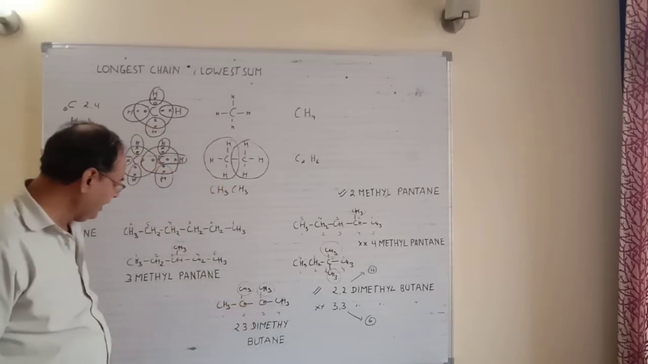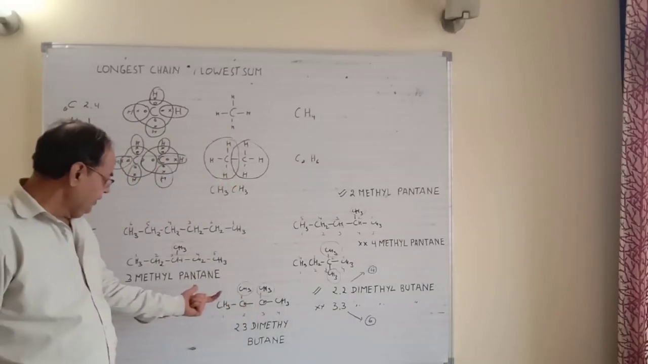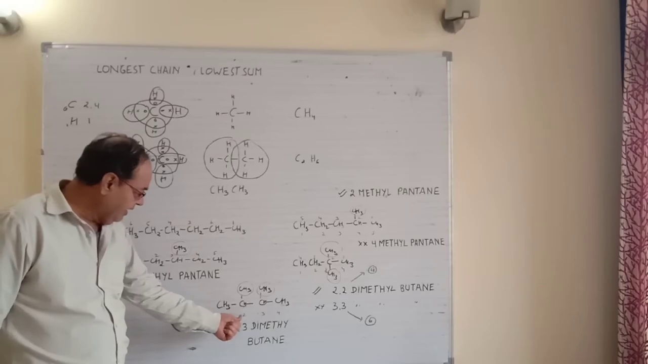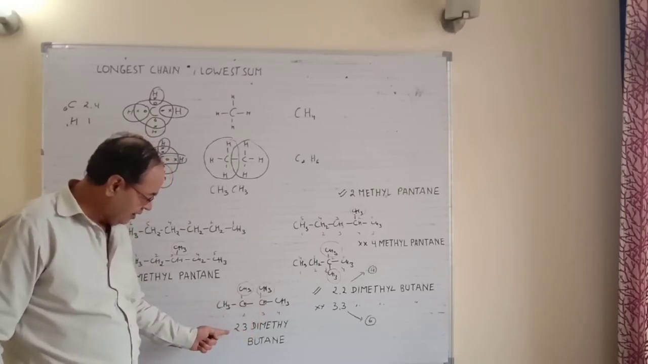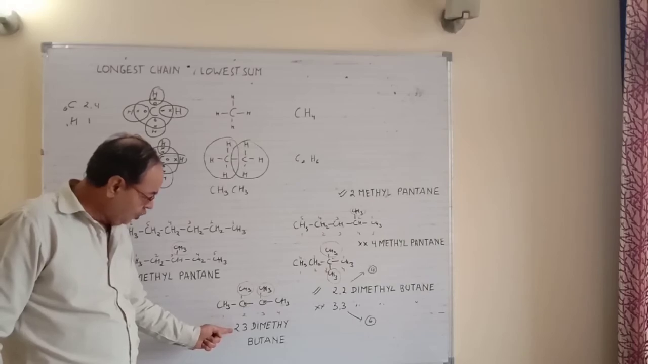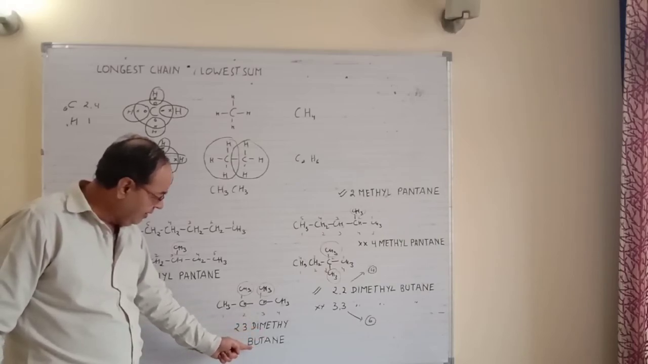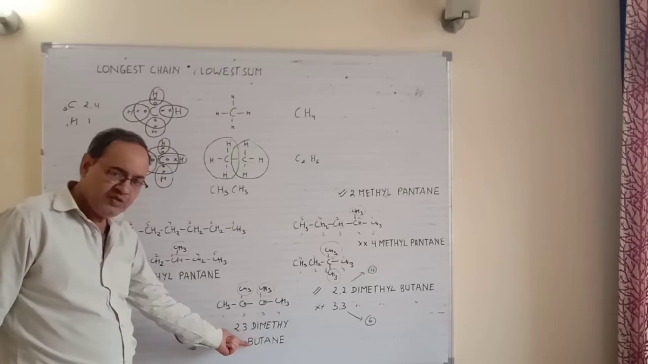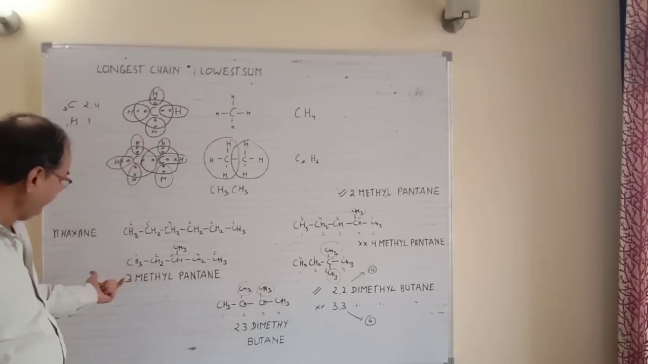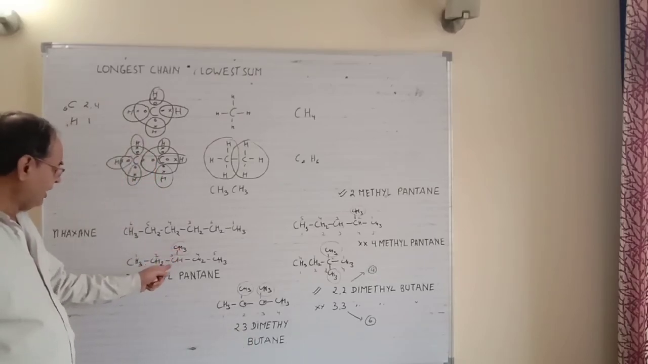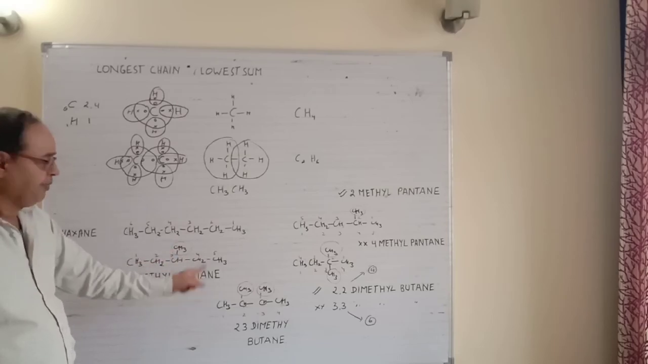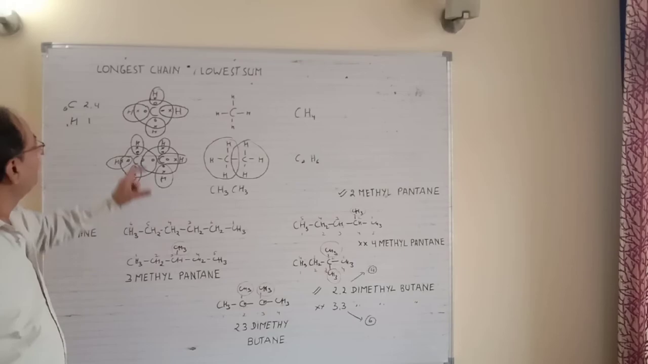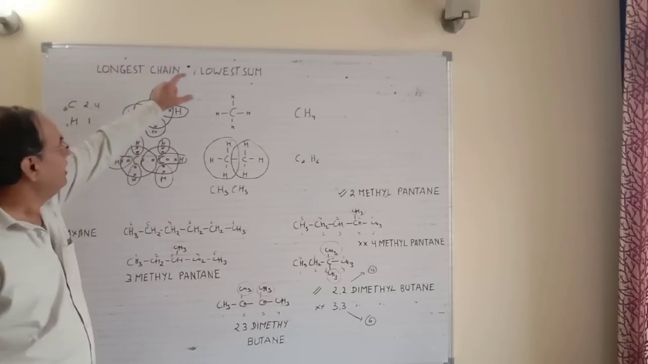Same way you can come to this one. Here you are getting 1 methyl on the second position and 1 methyl on the third position. So you are getting 2,3-dimethyl, and the longest chain is 4, butane. Same way you are getting this methyl on the third position both ways, so your name is 3-methylpentane. So here the rules of longest chain and lowest sum apply.